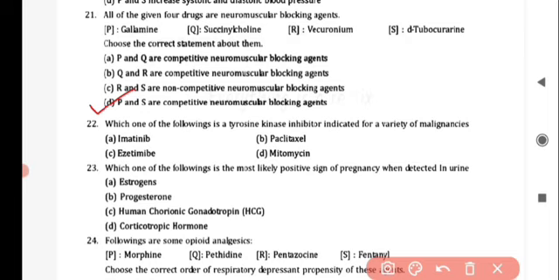Next question is, which one of the following is a tyrosine kinase inhibitor indicated for a variety of malignancies? Now the correct answer is option A, that is imatinib. Next question is, which one of the following is the most likely positive sign of pregnancy when detected in urine? So the correct answer is option C, that is human chorionic gonadotropin, HCG.